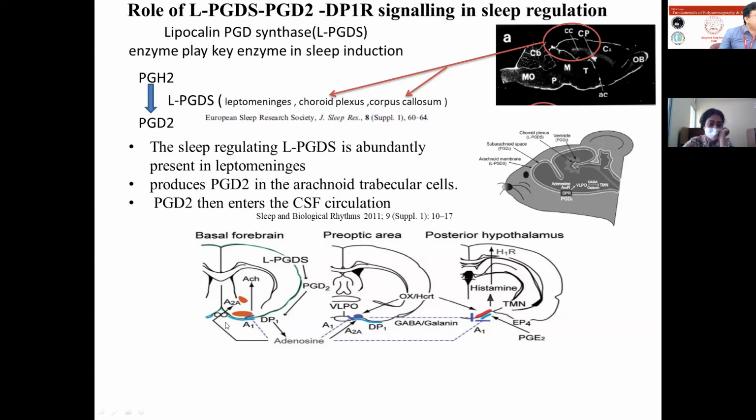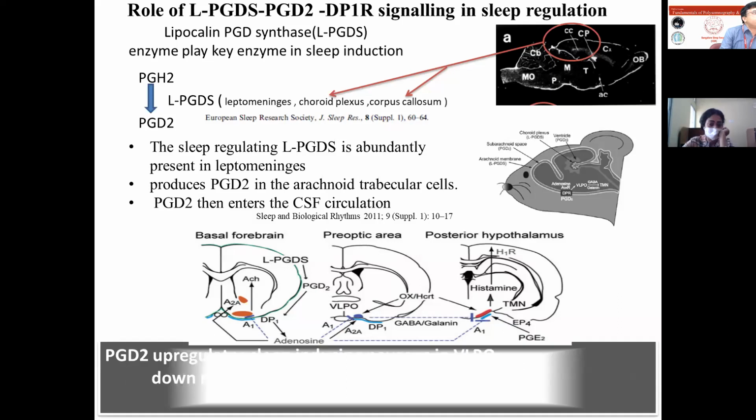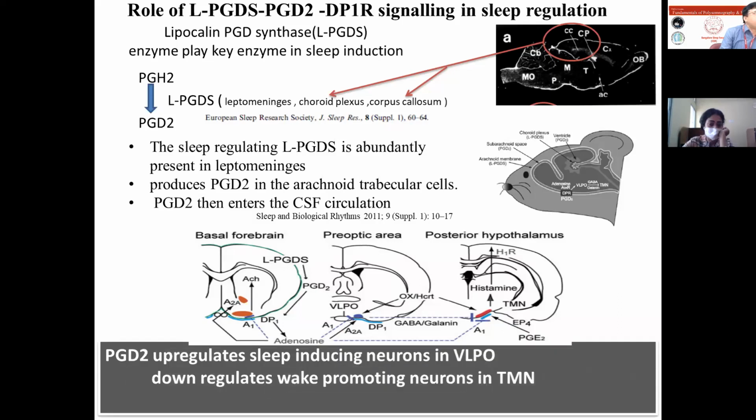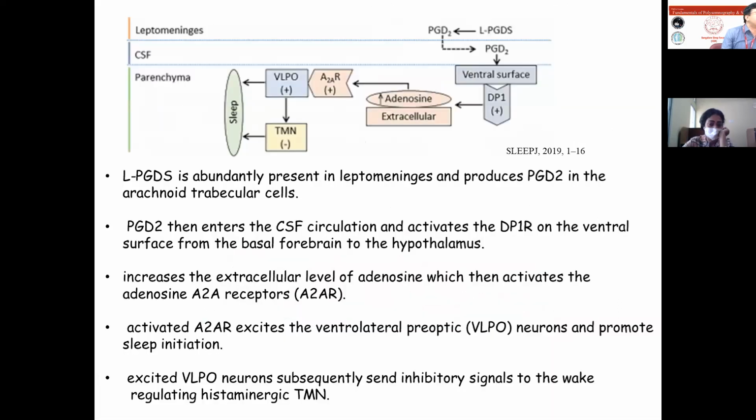Number one is that it activates the sleep-promoting neuron, that is VLPO, and it inhibits the wake-promoting histaminergic network. So prostaglandin D2 plays another very important role by inducing sleep, and also prostaglandin D2 upregulates the sleep-inducing neurons in VLPO, and it downregulates the wake-promoting neurons in the tuberomammillary nucleus.